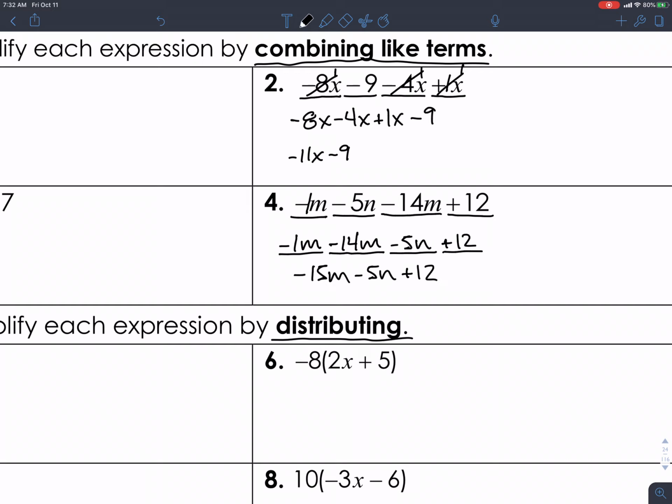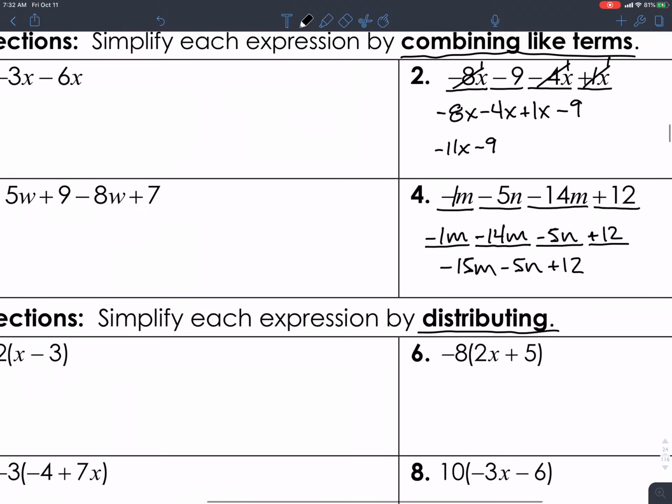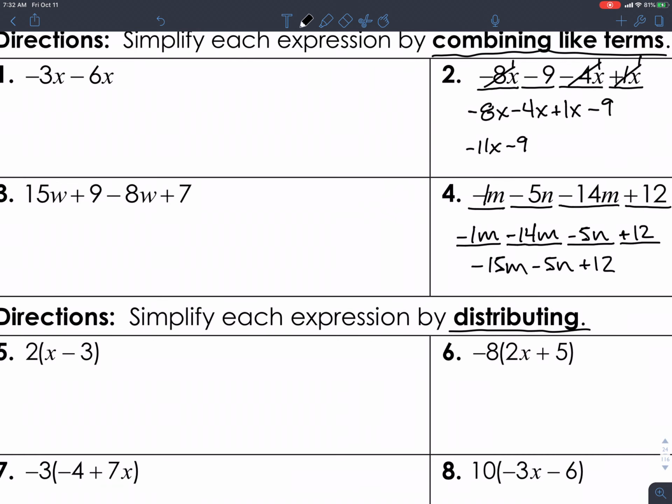Again, you guys, I'm still seeing people who aren't understanding that they need to only combine terms with the same letter. You cannot combine negative 15m with a negative 5n. Those are different letters. You cannot combine them. Okay? So go ahead and pause it and do 1 and 3.